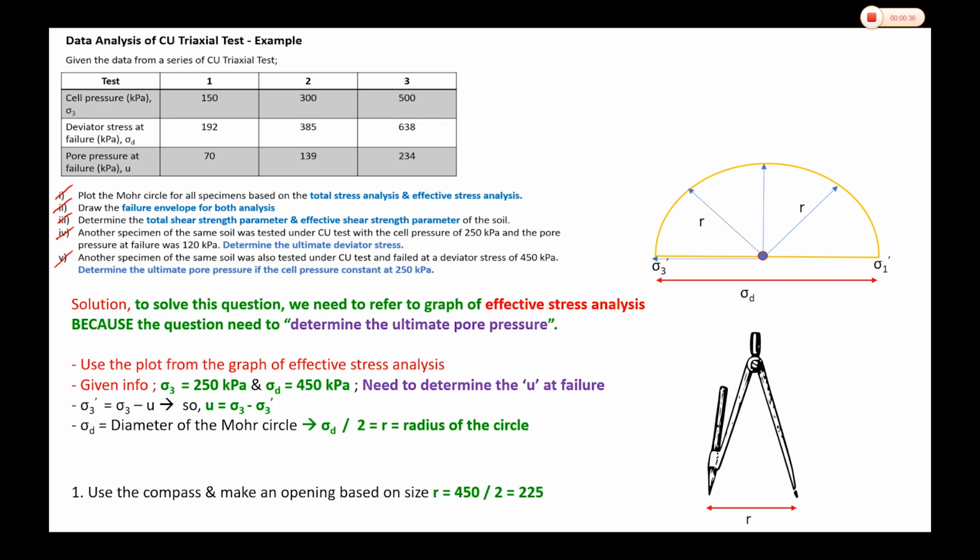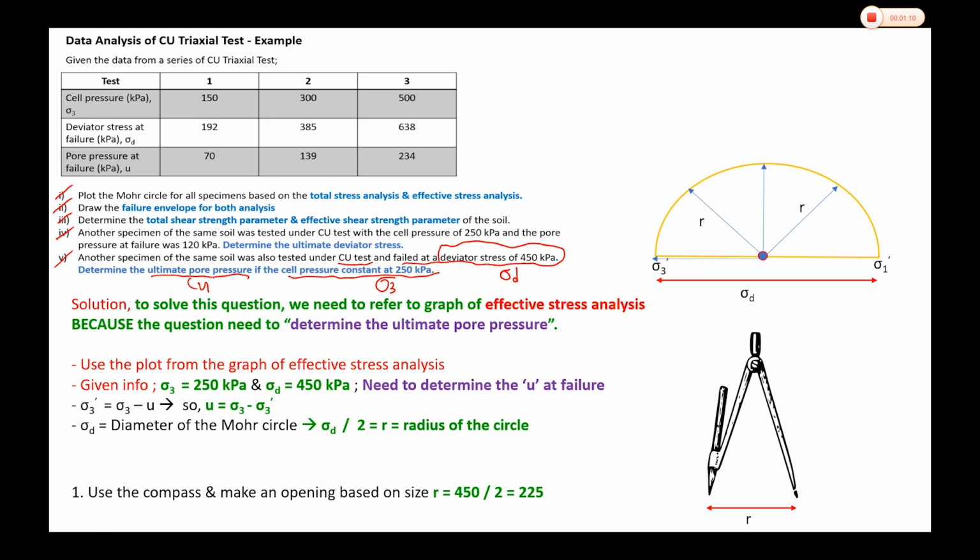Alright, if you look at the question, we have another specimen of the same soil that was also tested under the CIU test and failed at a deviator stress. So in this case, they have given the deviator stress, sigma D. You need to determine the ultimate pore pressure U if the cell pressure is constant at 250. So this is the sigma 3, the cell pressure.